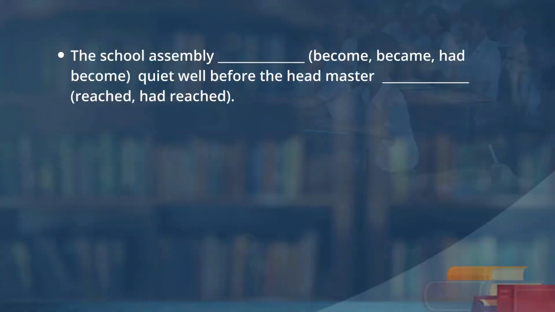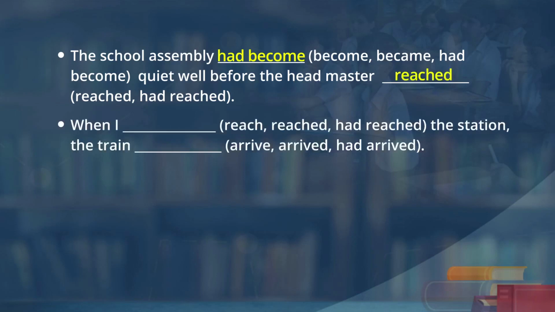The school assembly became, had become quiet well before the headmaster reached or had reached. The school assembly had become quiet well before the headmaster reached. When I reached, had reached the station, the train arrived, had arrived. When I reached the station, the train had already arrived. Okay.